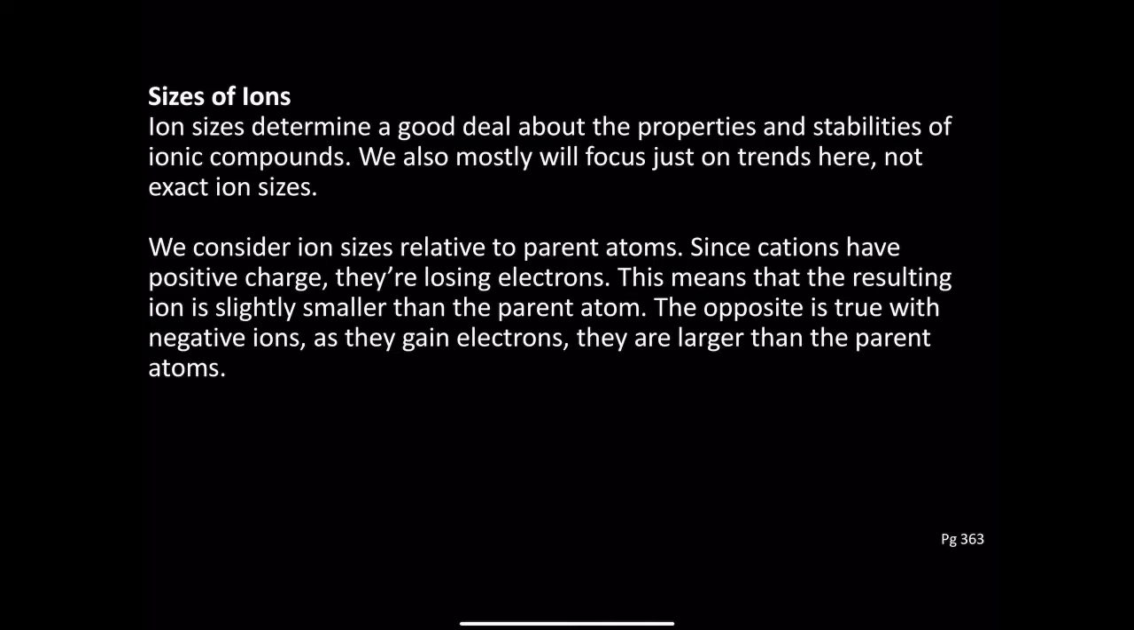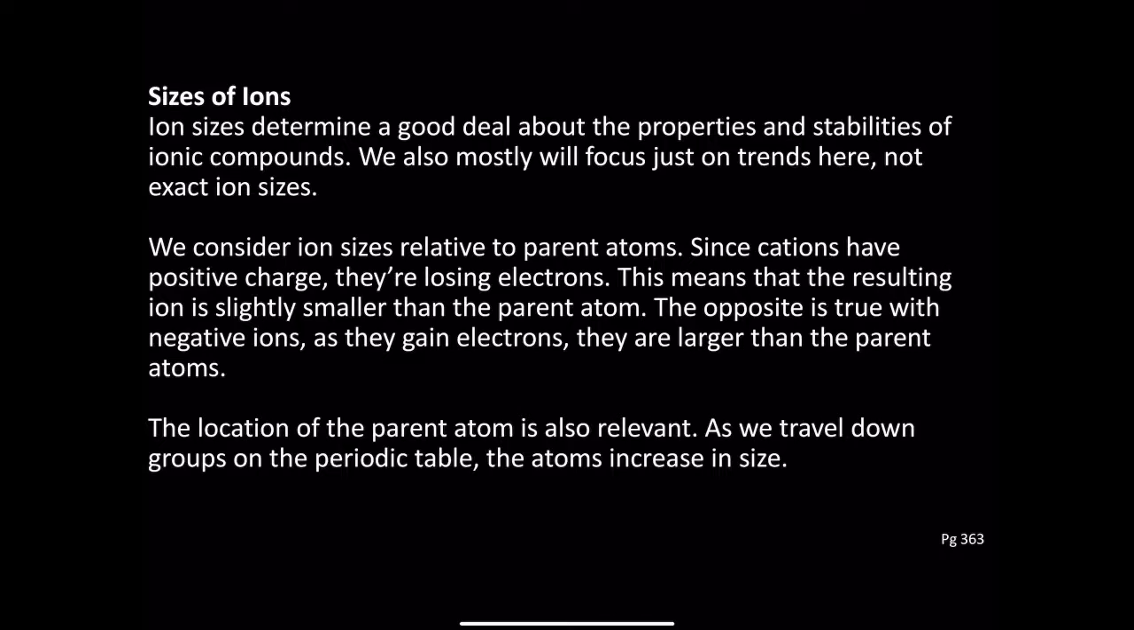And since cations have a positive charge, they're actually losing electrons, meaning that the resulting ion is slightly smaller than the parent atom. Okay, so if you're losing electrons, your charge is becoming positive, and you're actually going to have a smaller atom. The opposite is true with negative ions. As they gain electrons, they're larger than the parent atoms, without any gain or loss of electrons.